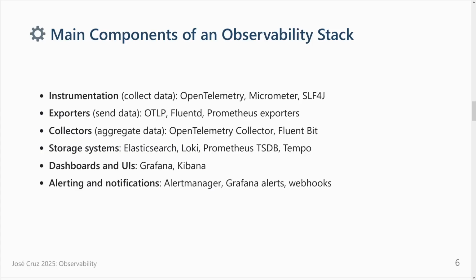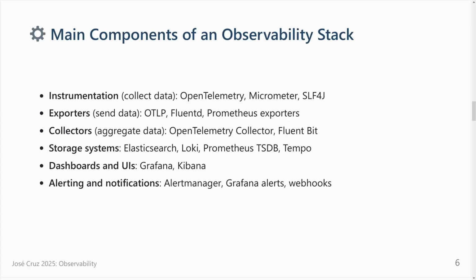FluentBit is another one that's quite popular. And you have storage systems like Elasticsearch, great for logging. Loki, also great for logging. The difference between the two is that Elasticsearch indexes everything. Loki only indexes attributes that exist in the log. They say that a lot of people prefer Loki over Elasticsearch because it's fast and quite simple, and it doesn't need to store too much because it doesn't index all the logs.